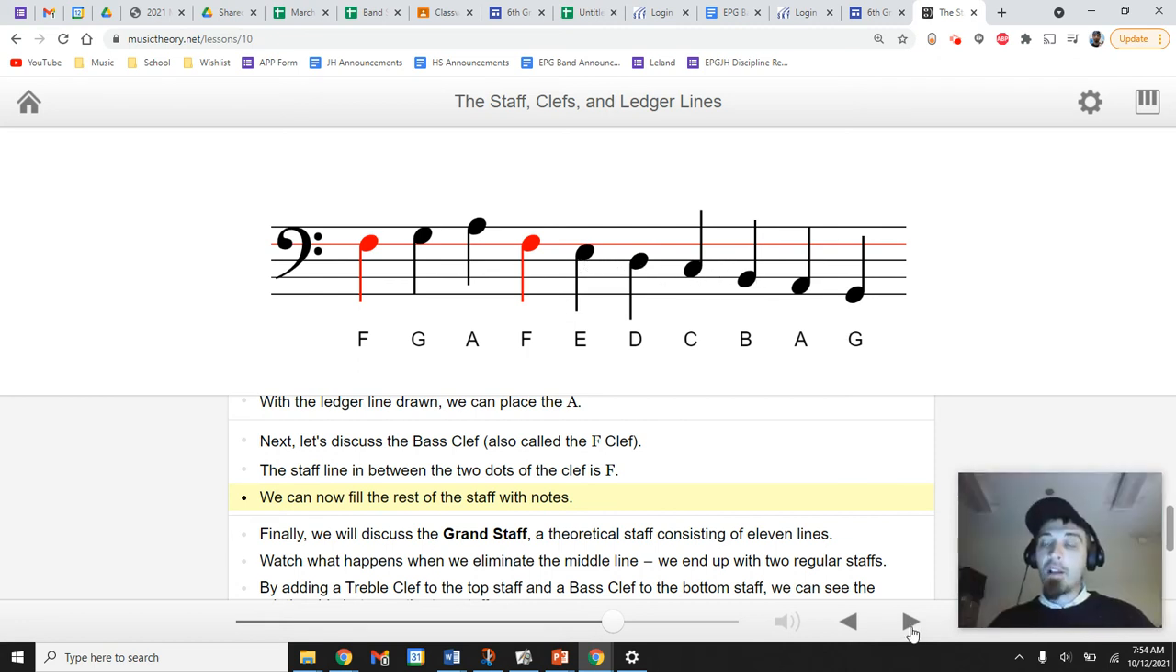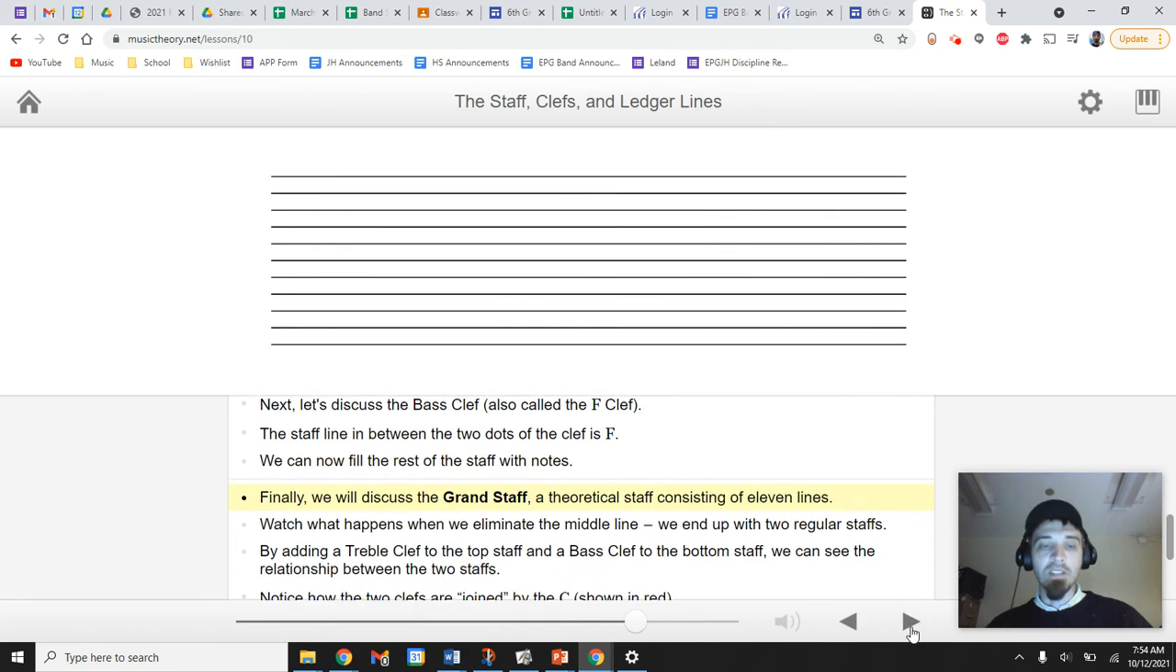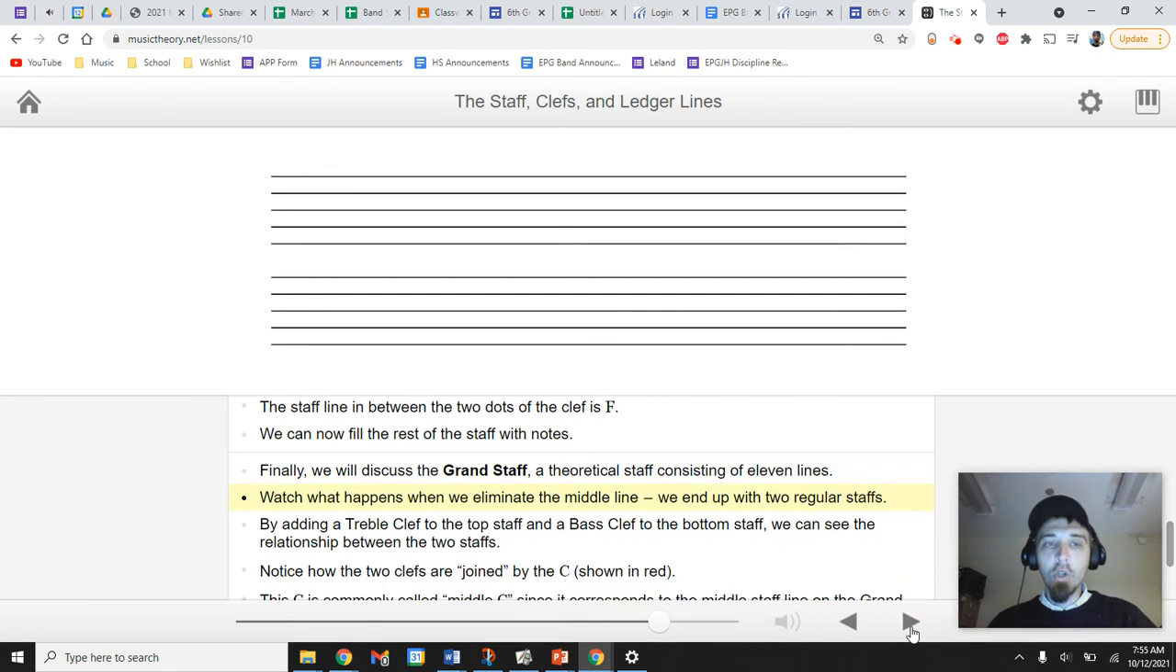Okay, now for my piano instruments and sometimes my keyboard percussion and instruments like that, we have a kind of staff we call the grand staff. So when we eliminate this middle line here, bloop, we suddenly have 5 lines and 4 spaces on top, 5 lines and 4 spaces on bottom. 5 lines and 4 spaces. Does that sound like how we build the treble clef and the bass clef staffs?